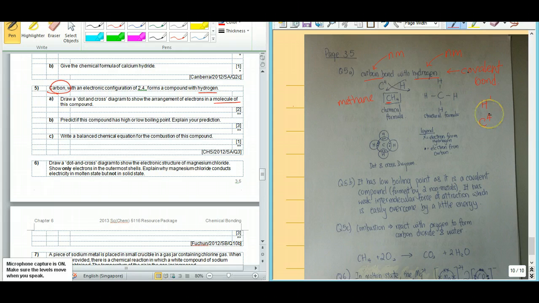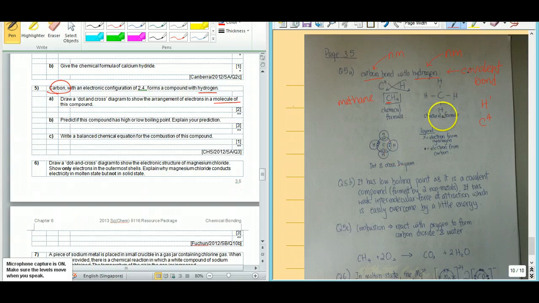Carbon has special number 4, so each hydrogen will bond towards the carbon with one bond. So each hydrogen has one bond, and the carbon must have 4 bonds in total. So the structural formula is correct now. With the structural formula, we can go about to do the dot and cross diagram.